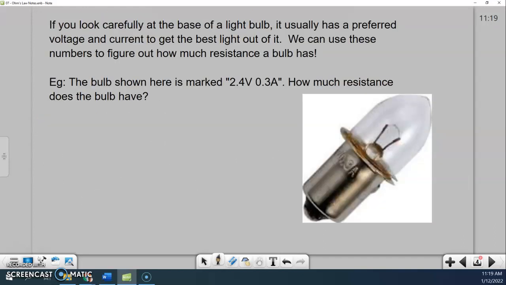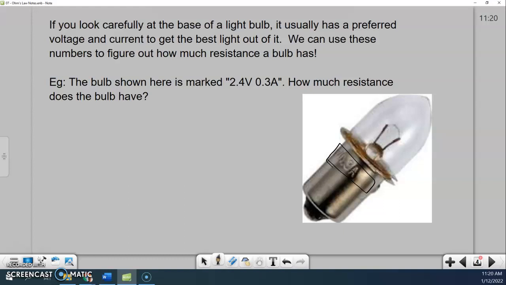Alright, cool. So why do we care about this? How's this going to help us with our electricity stuff? Well, if you look carefully at the base of a bulb, you can barely see it there. This picture's really blurry. But if you look carefully at the base of a real light bulb, the little science ones, a lot of times they have a preferred voltage and a preferred current to get the best light out of it. Now, you might not find these on your lights at home because your sockets are all programmed to be a certain voltage. They always run 120 volts, so they don't even mark that on the bulbs.